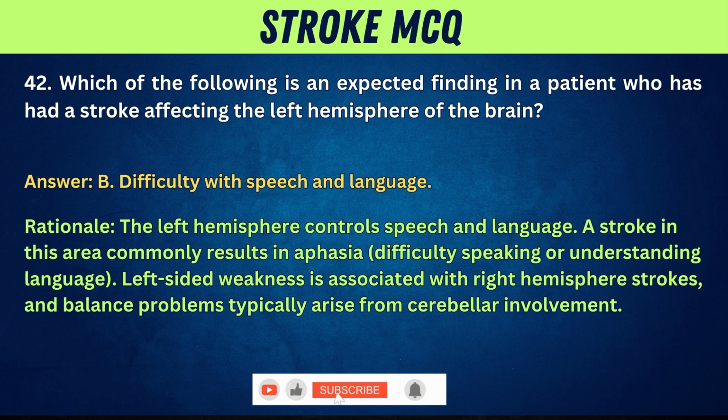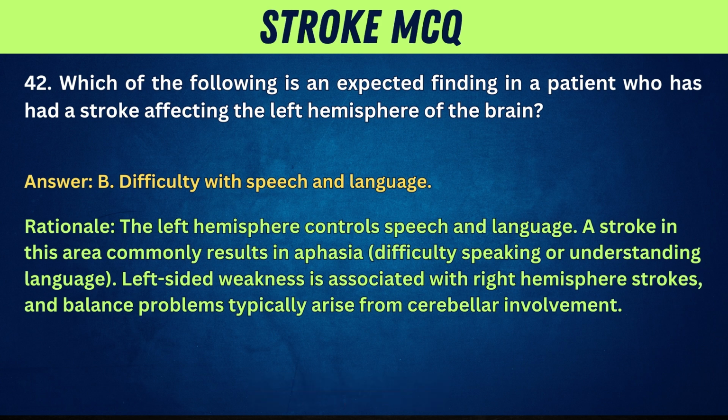Rationale: the left hemisphere controls speech and language. A stroke in this area commonly results in aphasia, difficulty speaking or understanding language. Left-sided weakness is associated with right hemisphere strokes, and balance problems typically arise from cerebellar involvement.